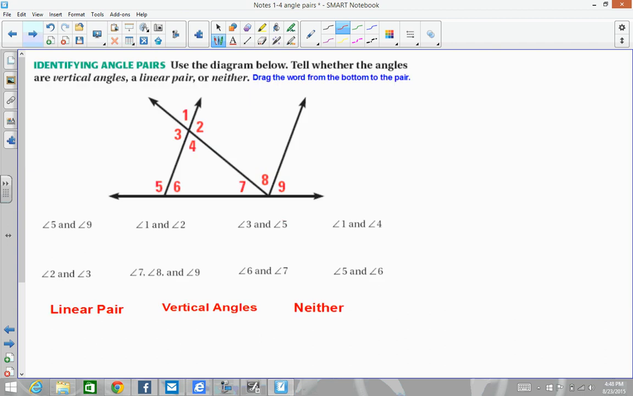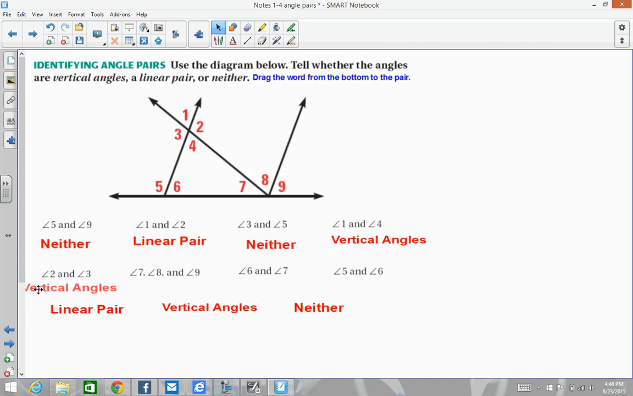All right, so I want you to pause the video here for a few minutes, and I want you to determine if it's a linear pair, vertical angles, or neither, for each one of these pairs here, and then we'll see how you did once you got that done. Okay? All right, so pause your video and work on it. All right, so now that you started the video back, let's see how you did. So 5 and 9, 1 and 2, 3 and 5, 1 and 4, 2 and 3, 7, 8, 9, 6 and 7, and 5 and 6.